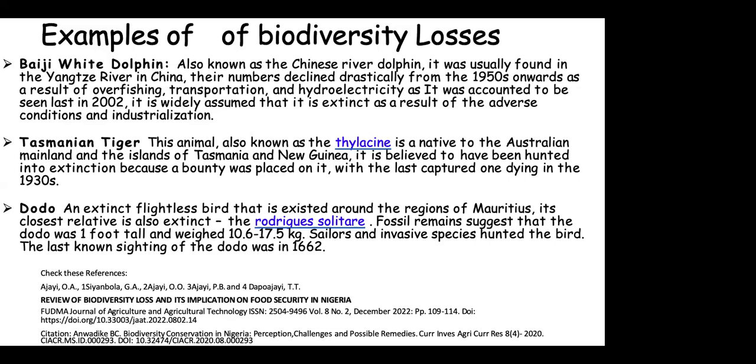The Tasmanian tiger. Tigers are indigenous to Asia, right? Yes. So this animal is also known as the thylacine. It's a native of the Australian mainland, the island of Tasmania and New Guinea. It is believed to have been hunted into extinction because a bounty was placed on it, with the last captured one dying in the 1930s. So, of course, hunting activities.